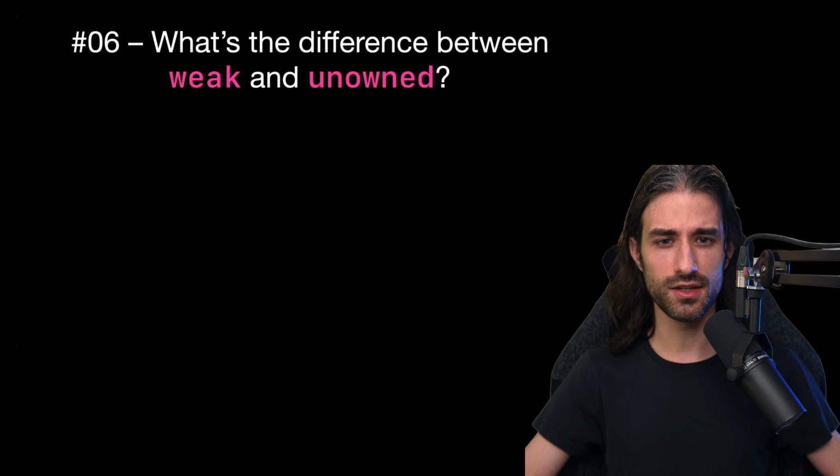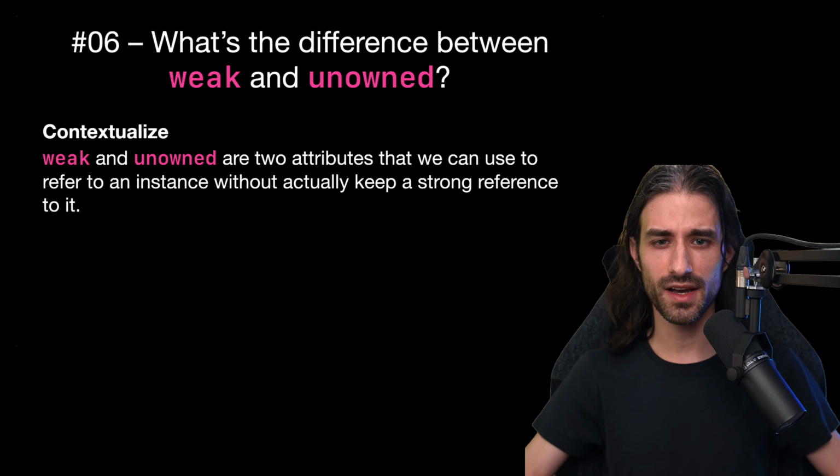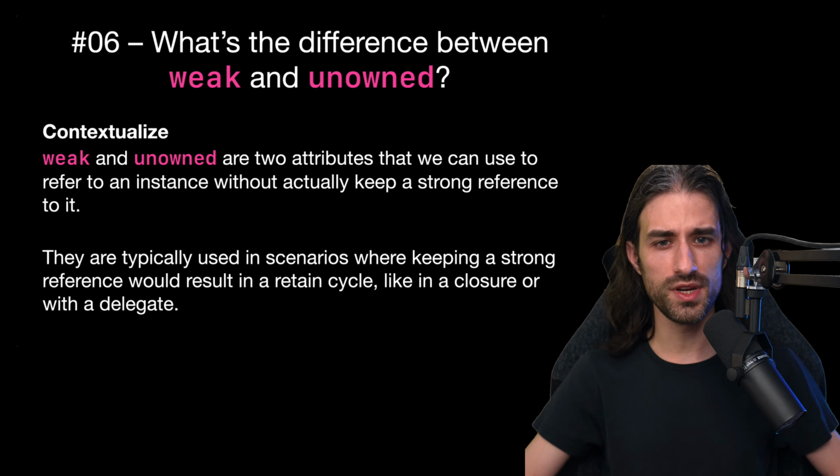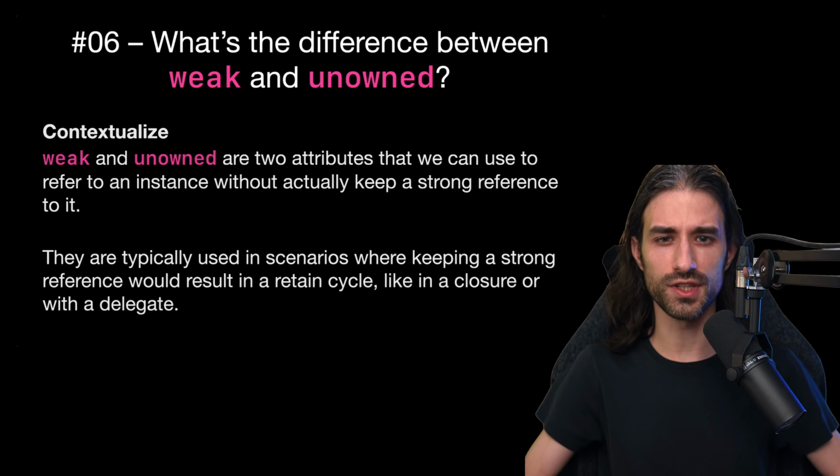With this kind of very technical question, the best way to contextualize is to just give a very clear definition of what we are talking about. So here we can state that weak and unowned are two attributes that we can use to refer to an instance without taking a strong reference to it. And we typically use weak or unowned in situations where taking a strong reference to an instance would result in a retain cycle, for instance, inside a closure or when storing a delegate. That should be enough context. Now let's move on to the answer itself.